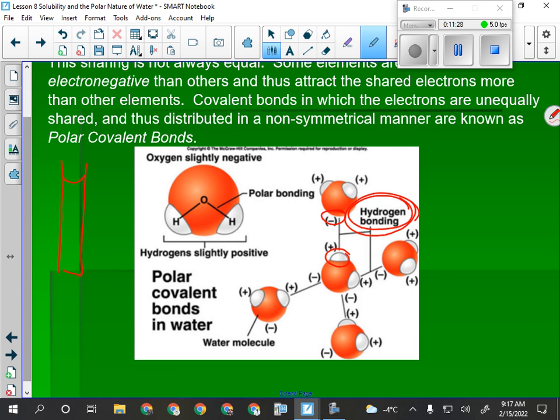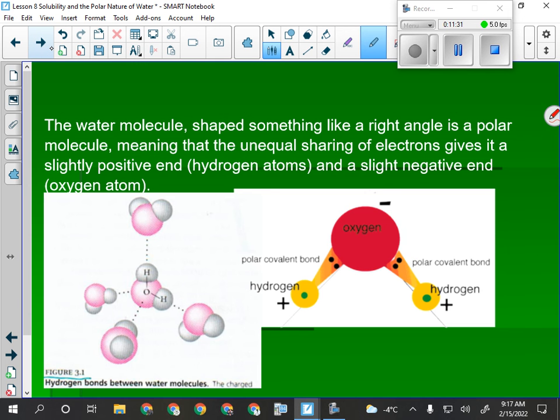All right. So the water molecule is shaped kind of at a right angle. It allows 4 points of attachment for hydrogen bonds to occur. So one water molecule can bond to 4 other water molecules via hydrogen bonds.